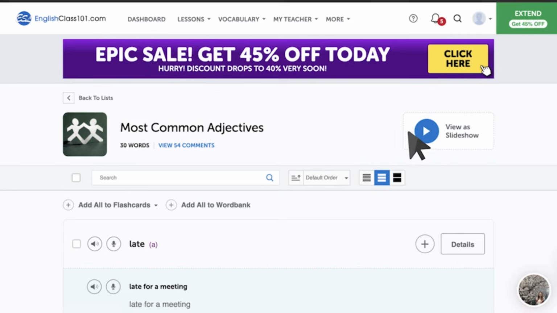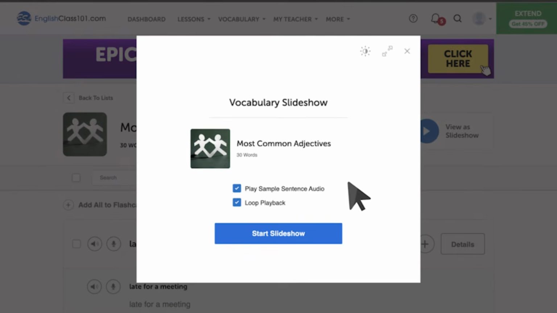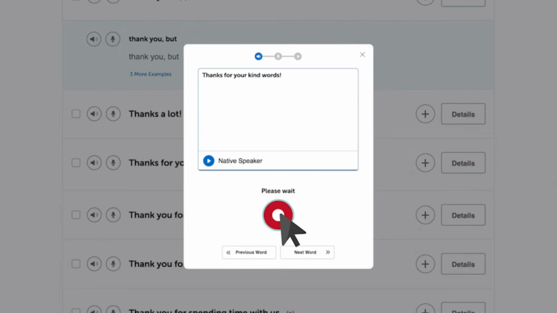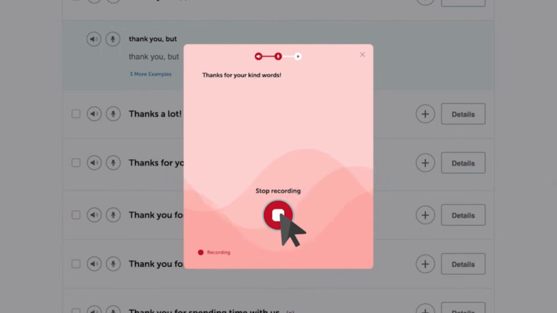And for that, just click on View in the slideshow option that you'll see on every list. And to practice speaking, click on the microphone icon to record and compare your pronunciation to a native speaker's. So here, you're just learning and getting acquainted with the words.